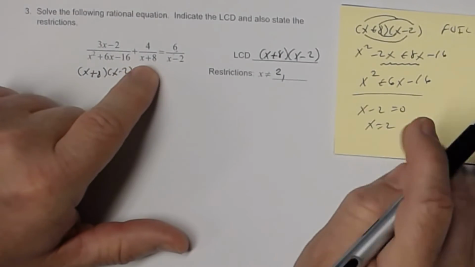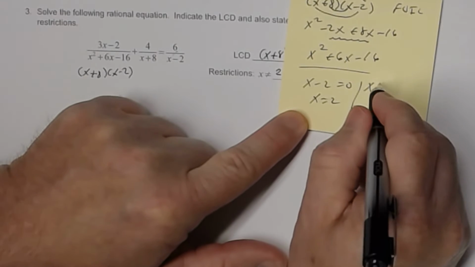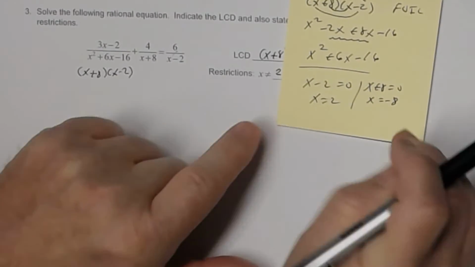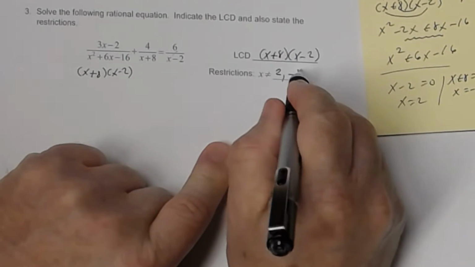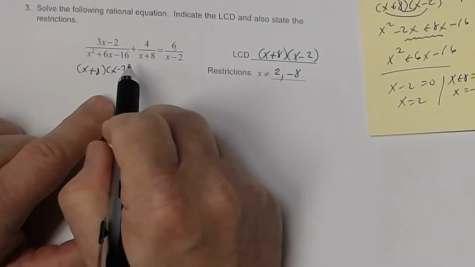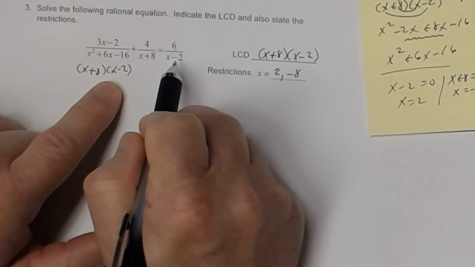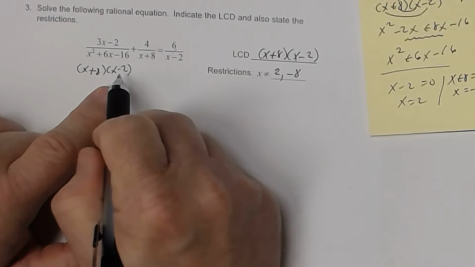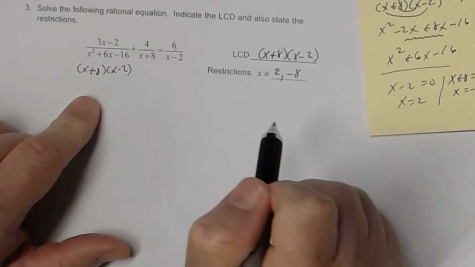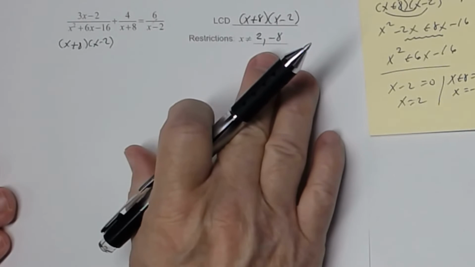Then if I go to the other one, x plus 8, same idea. x plus 8 is equal to 0 when x equals negative 8. So there's my other restriction. Now if I go to this denominator, I look at the factors. x minus 2, I've already taken care of. So this is going to be 0 when x is 2. And this is going to be 0 when x is negative 8. So there's only two restrictions. All right, so I found the least common denominator.